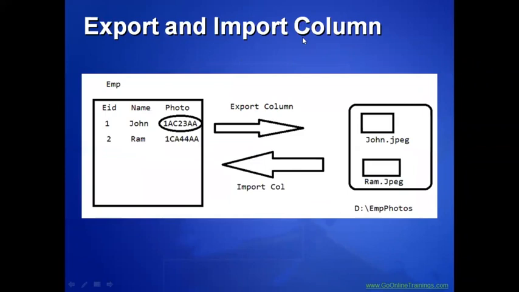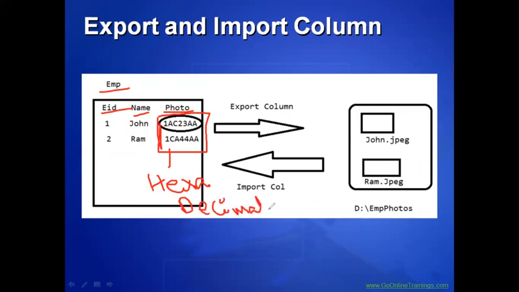Let me give you one real-time example. I have employee data. I have employee ID, employee name, employee photo. I have some data in the picture. Whenever you load any pictures or audio files or video files, all the data is stored in the hexadecimal format. Picture will not be picture in the Excel sheet. Audio file, video file, photos, everything will be converted into a hexadecimal format. But when you use export column transformation, this picture will become a JPEG file.